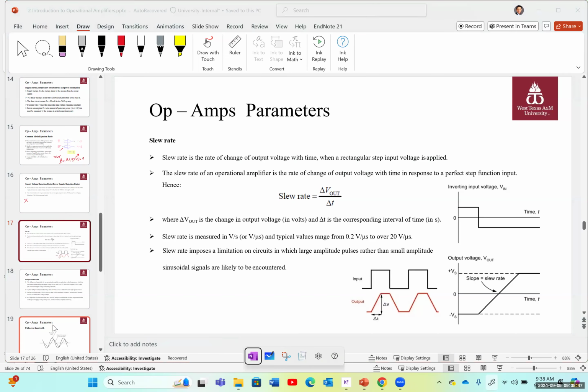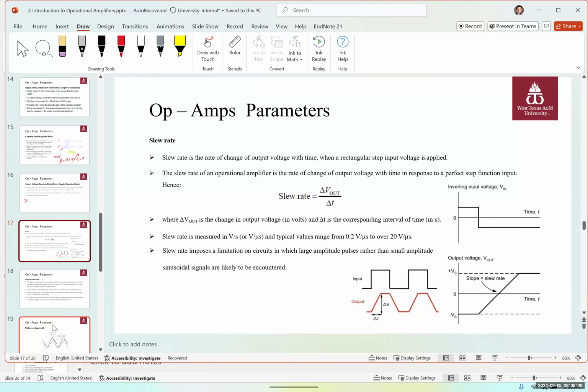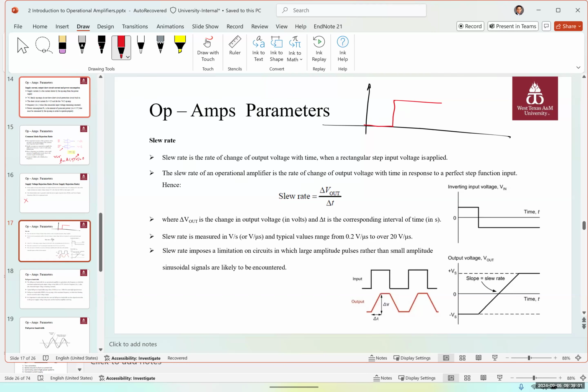This is very important, especially in digital circuits. So for example, we give it a step input, and we see how long it takes for that element or that circuit to follow that input and reach the desired value.